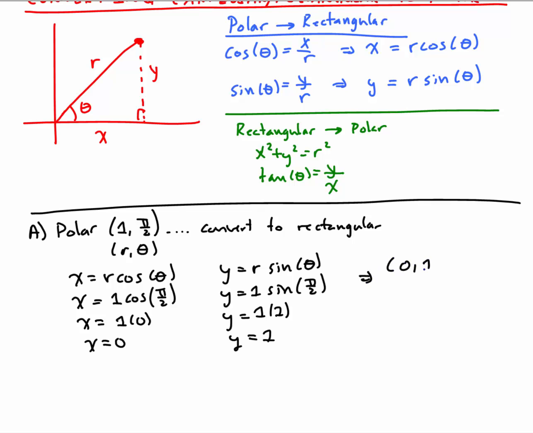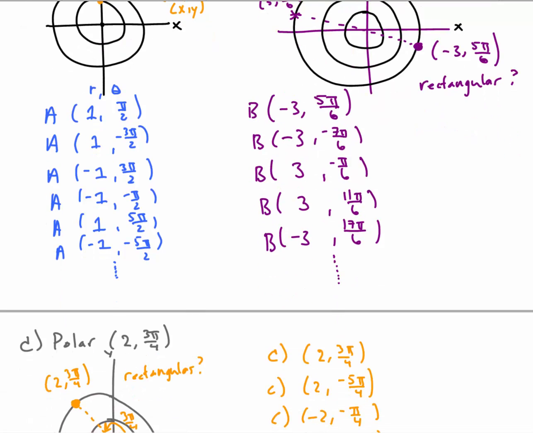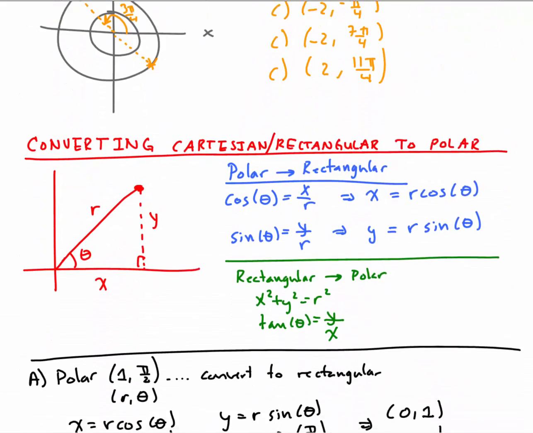So if I were to plot this, it would be right here at (0, 1). Now if you recall, this was my polar coordinate (0, 1). So that totally makes sense with this particular problem. Now let's go ahead and do the same thing for the second point, B.